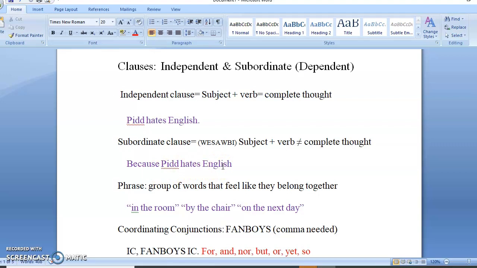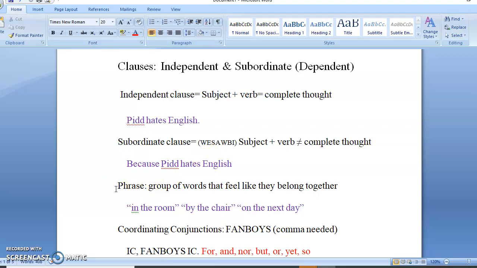So therefore, anytime a subordinate conjunction, and in this case I call them wasabi words, and I'm going to give you an example of what wasabi words are later on in this lecture. So anytime you put a subordinate conjunction or a wasabi word in front of an independent clause, it becomes a dependent clause.